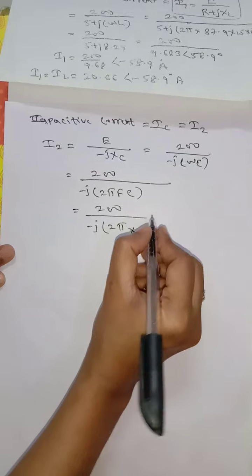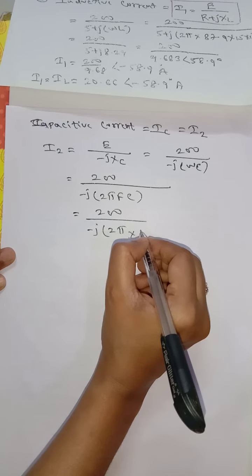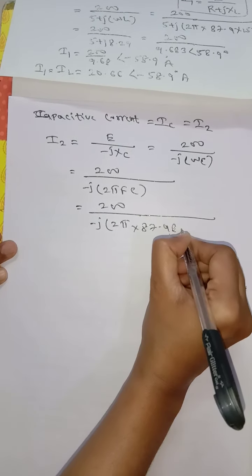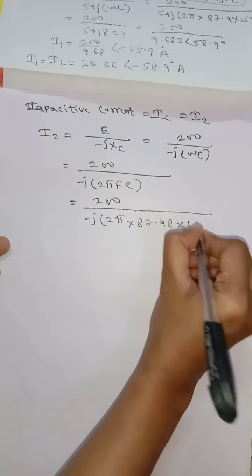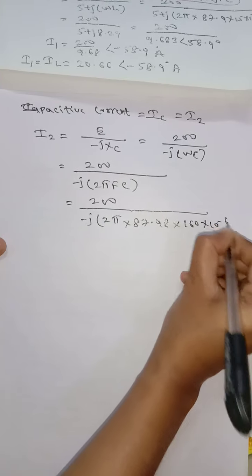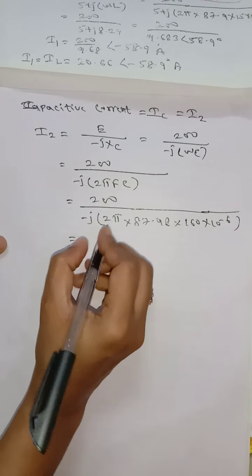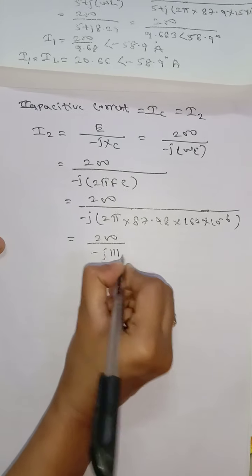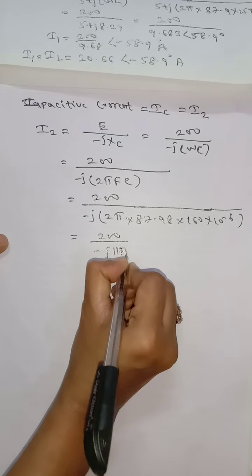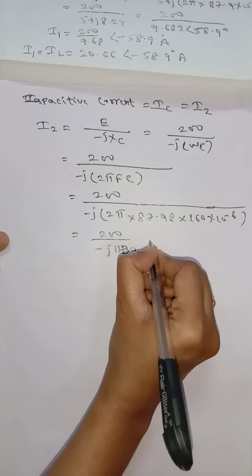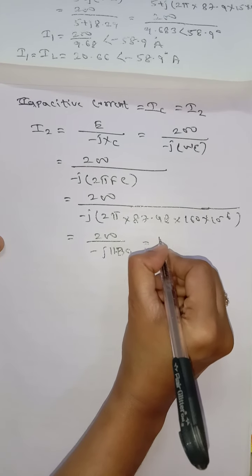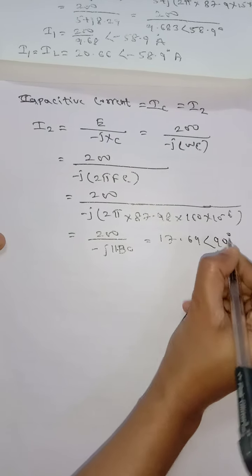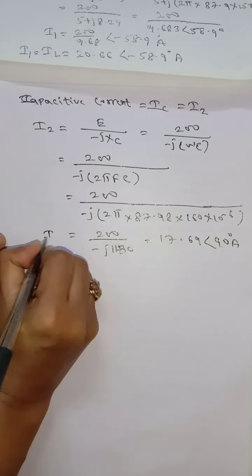So 200 divided by minus J of 2 pi into what is my F? F is what we got, 87.98, into what is my C? C is 160 micro, 10 raised to the power minus 6. So here you will get 200 divided by minus J of 11.30. Convert this and you will get 17.69 angle of 90 degree ampere. That is the I2.